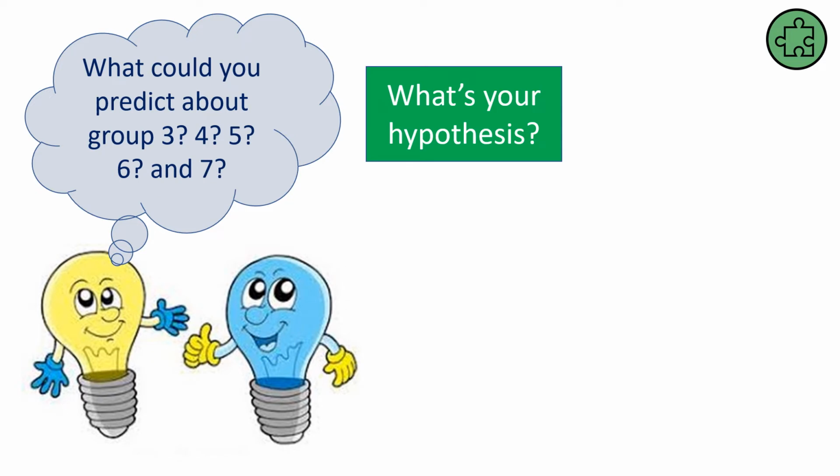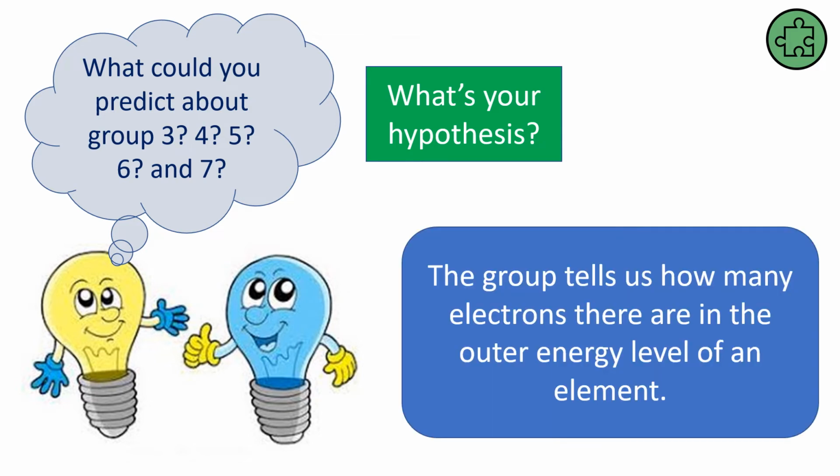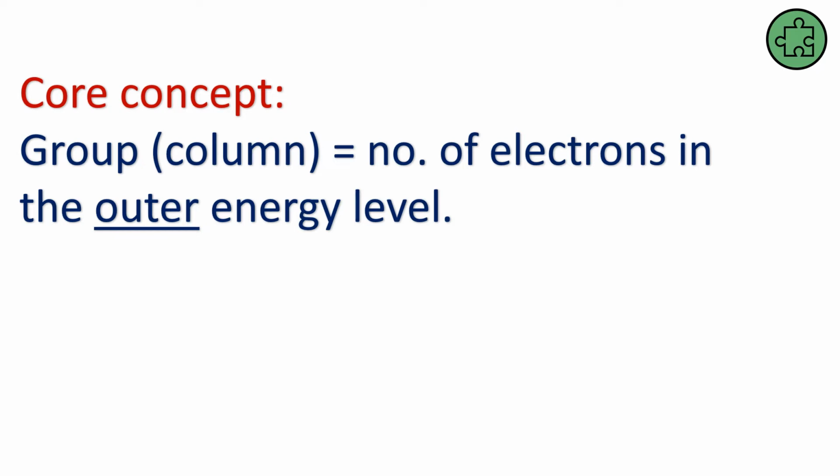So what could you predict about group 3, group 4, group 5, group 6 and group 7? The group tells us how many electrons there are in the outer energy level of an element. So our core concept so far then is the group, and that's the column going vertically down, tells us the number of electrons in the outer energy level of an element.